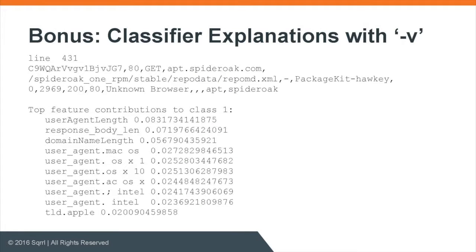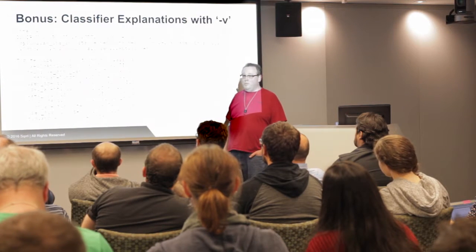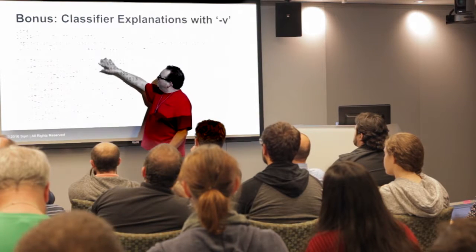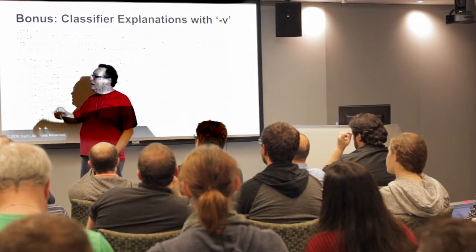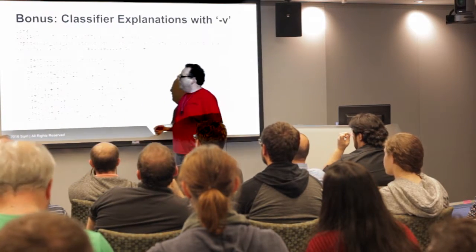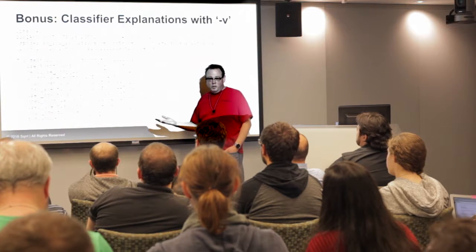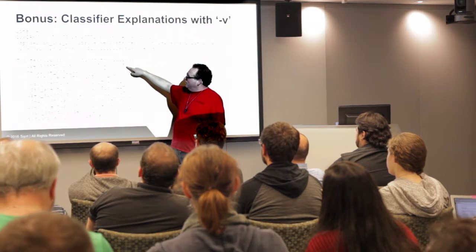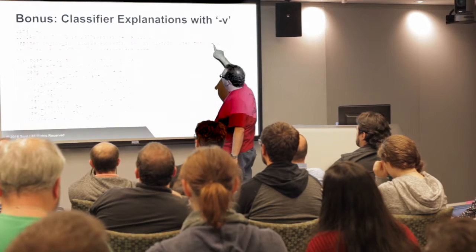Also bonus, this will take a lot longer if you run it, but it's kind of instructive to try it once or twice. If you run the same thing with dash b, it will tell you for each of the outputs why it thought that. Like what were the most influential features? So this is actually telling you the features that we took out of the Bro log. By the way, if you want to go back to the original Bro log, it's line 431 in the original Bro log, so it can help you find it. But then we said this is something you should look at because it's different than most of your logs. And it says, okay, user agent length was the most influential feature. This is the user agent length. That's the user agent right there.